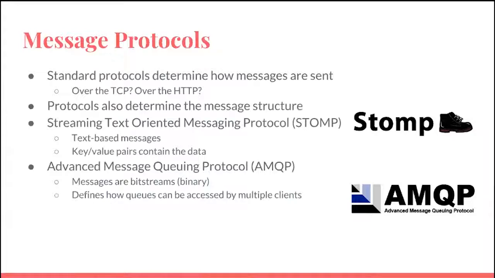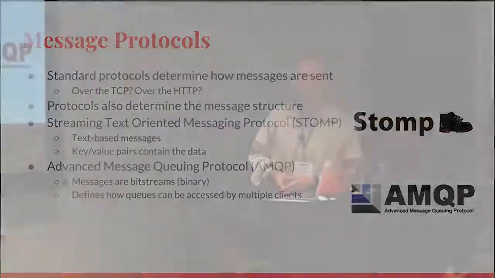Basically, not everything has to necessarily be text-based. It can also support binary. Stomp is kind of a more antiquated protocol, but it allows you to structure your messages using key-value pairs, kind of like hashes or dicts in the Python world. The Advanced Message Queuing Protocol has much more support. It basically allows message payloads to actually be binary payloads, and it also defines exactly how queues can be accessed by multiple clients when it comes to exchanging and sharing these messages between different web services.